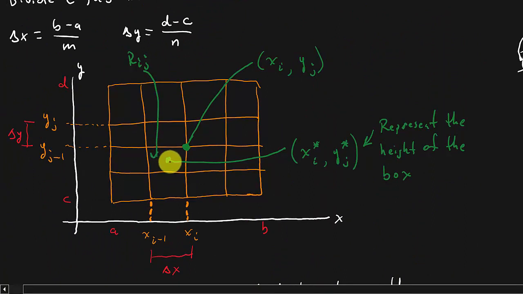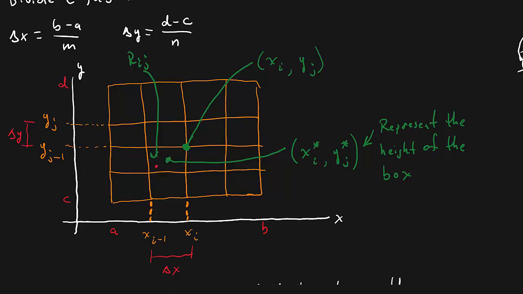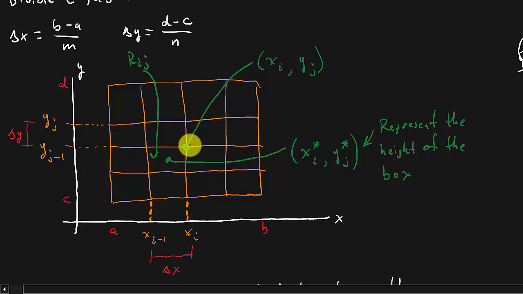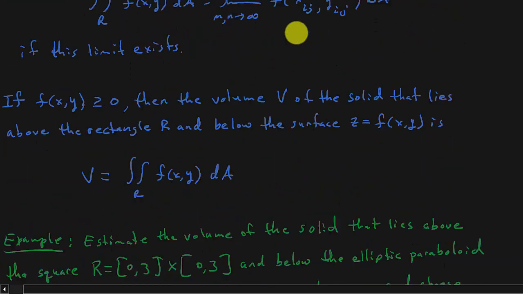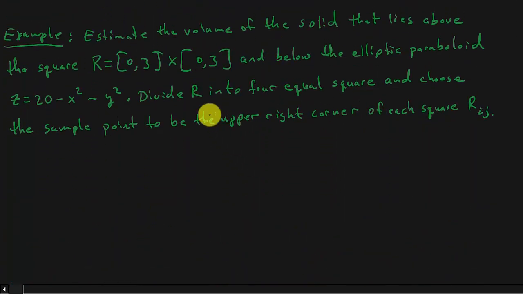See, you can have a sample point here. I mean, you could have a sample point anywhere in that rectangle, but it would be stupid to pick one like right here. You wouldn't want to do that. You would want to pick a corner or the midpoint of it. So in this problem, they're asking us to divide it into 4 equal squares and choose the sample point to be the upper right corner of each square, R sub ij.